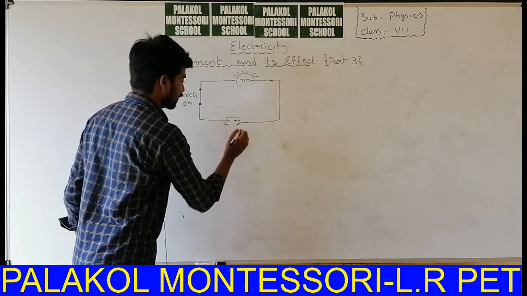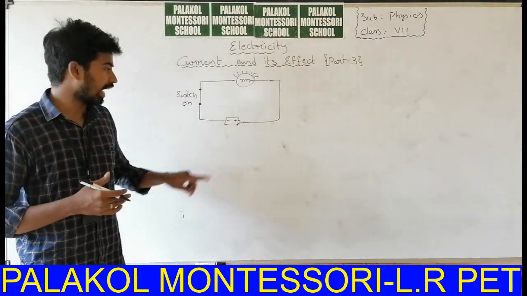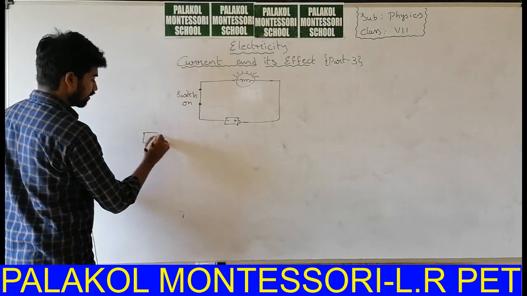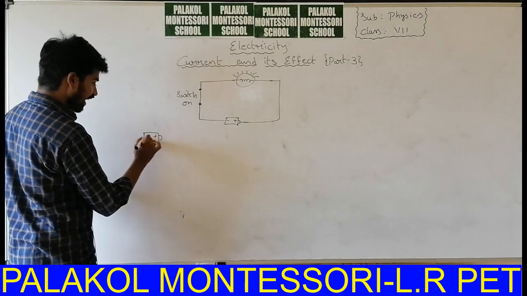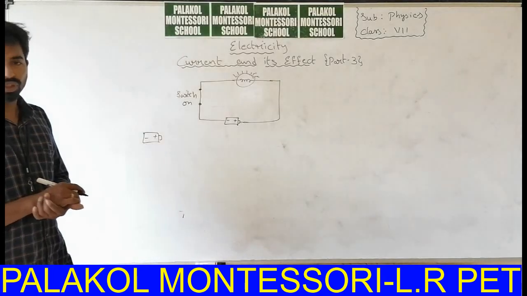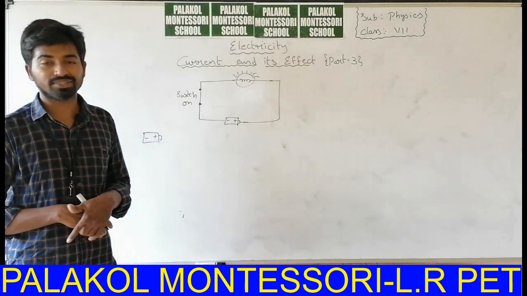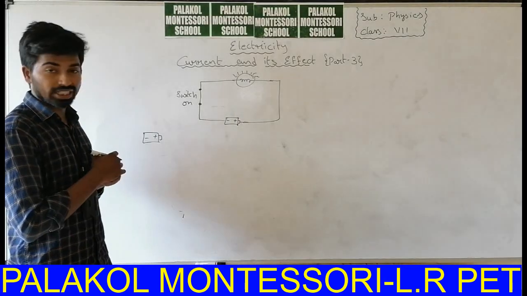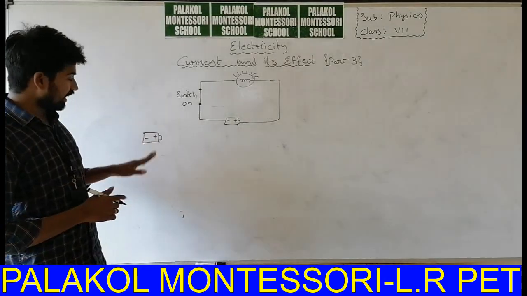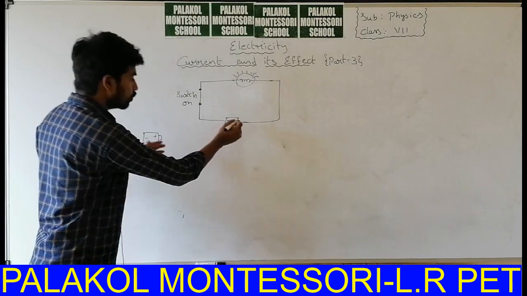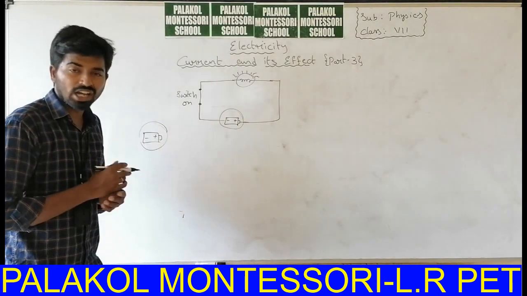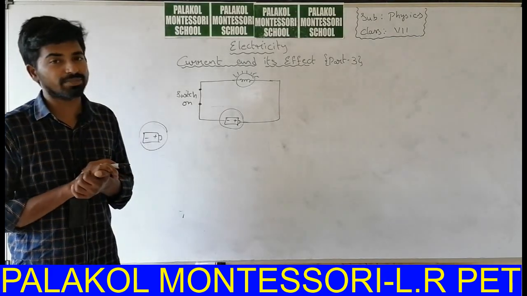Positive terminal, negative terminal. I have connected only a single battery here, but I have another battery also. One battery is connected here, and I have another battery here. I want to connect this battery here. In how many ways can you connect these batteries? Let us look at that. So I have two batteries, and let us see how many different ways you can connect them.